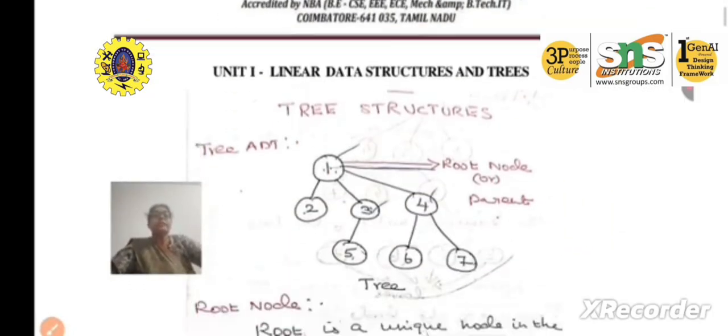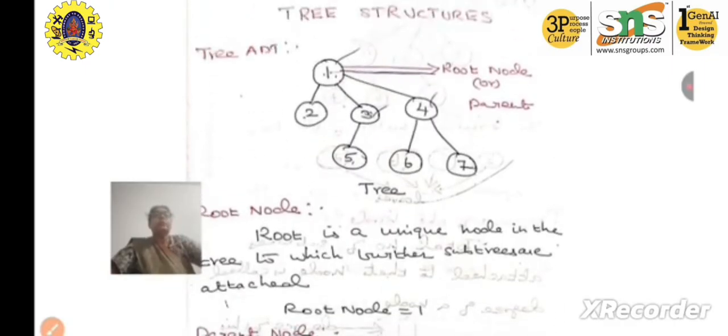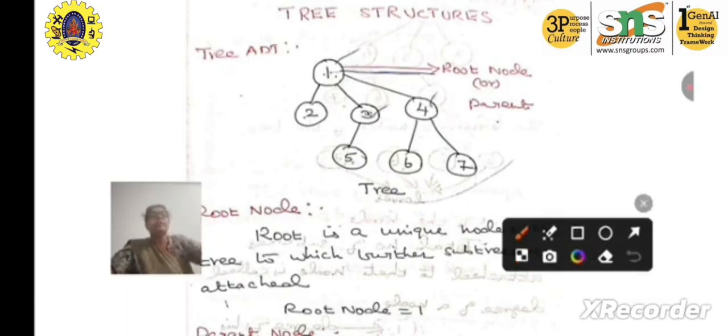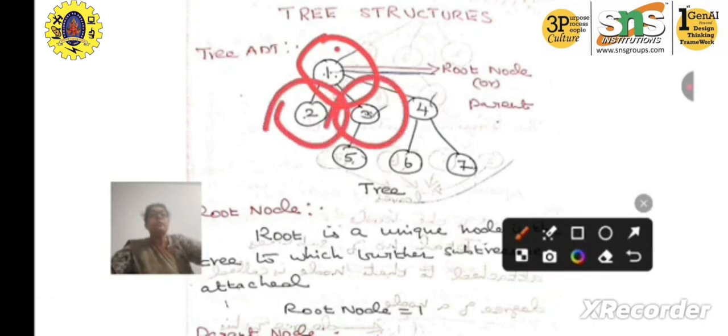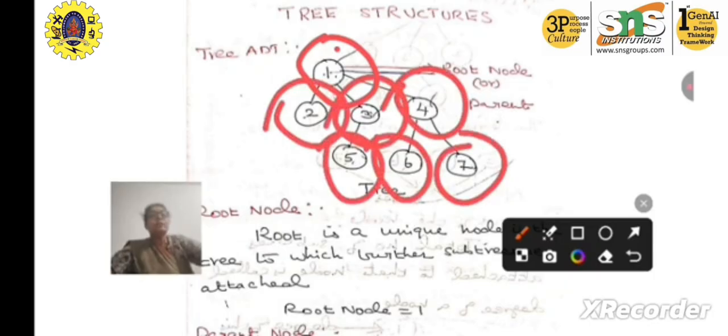Next one is a node. What does node mean? A basic element of a tree that contains data. For example, each circle in a tree diagram is a node. 1 is a node, 2 is a node, 3 is a node, 4 is a node, 5 is a node, 6 is a node, 7 is also a node. This is a node that contains data.